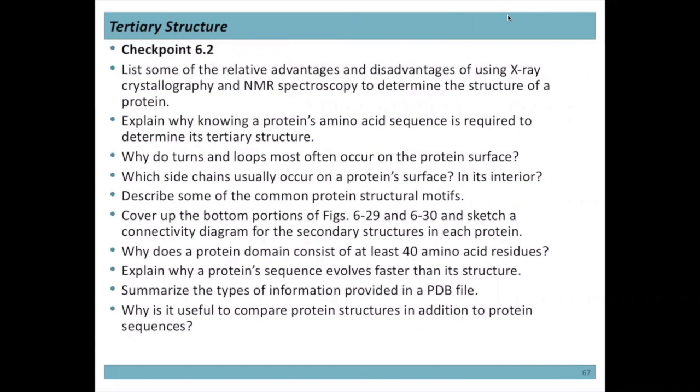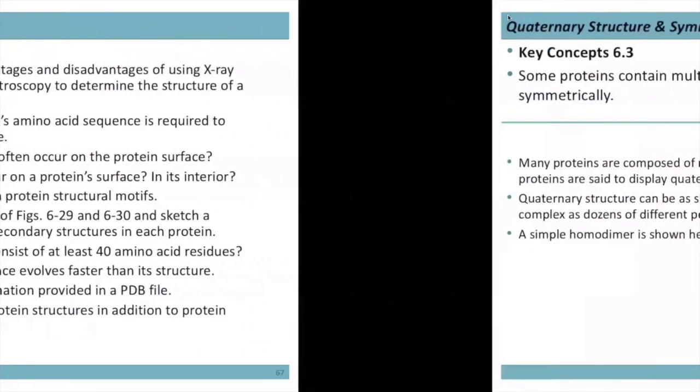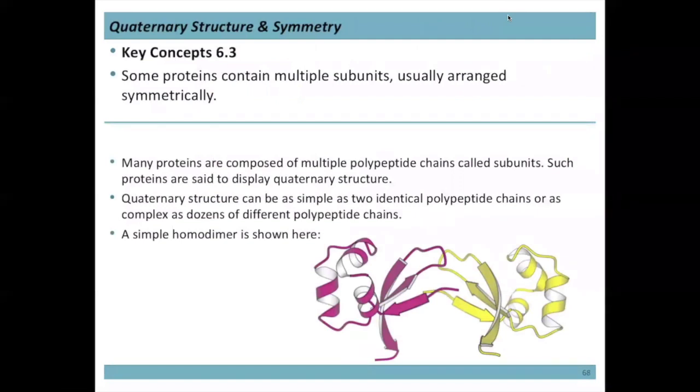But we want to finish up the section on protein structure. So we're going to talk about quaternary structure and symmetry. Really, out of section 6.3, we just want to talk about how some proteins contain multiple subunits, usually arranged symmetrically. That is the key concept. Many proteins are composed of multiple polypeptide chains, and those are referred to as subunits. If you have more than one subunit associated together, that's referred to as quaternary structure.